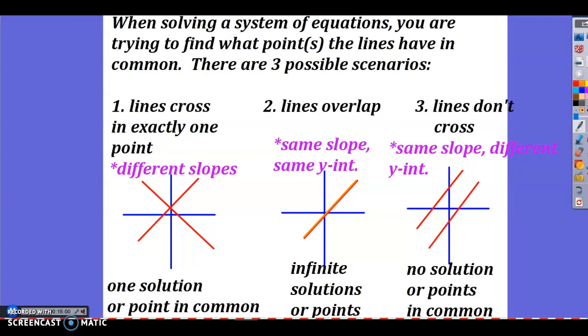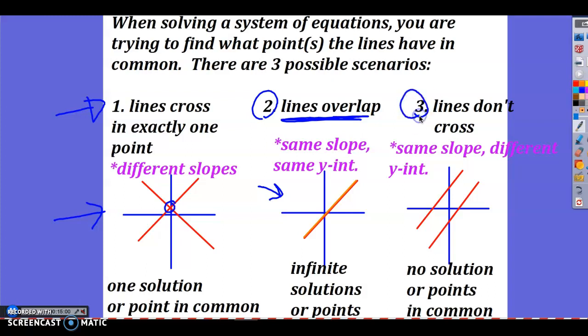So let's begin. When solving a system of equations, you are trying to find what points the lines have in common. There are three possible scenarios. First, the lines could cross in exactly one point. If you see down here, I have two lines crossing, they intersect in just one point. The second thing that could happen is the lines could overlap. In this example, we have an orange and a red line, one right on top of the other.